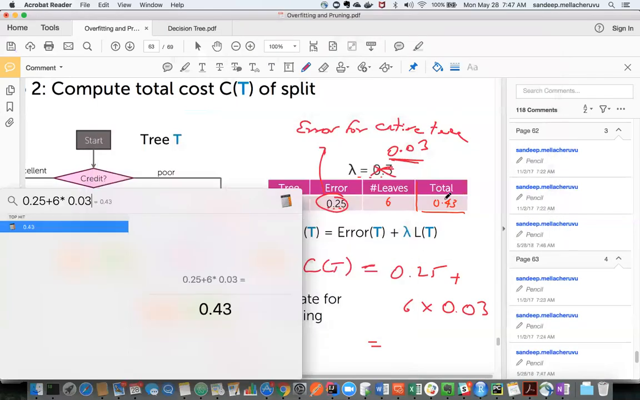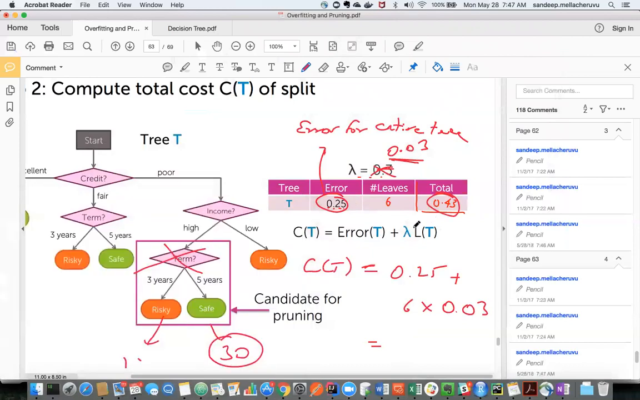0.43 is the total cost. That's what he has mentioned here. Are you clear so far? How this error came up? Error is the error for the entire tree, classification error. And cost is nothing but error plus lambda times L of t. And lambda, let's say I chose 0.03. That is the initial lambda I have chosen. Are you clear so far?